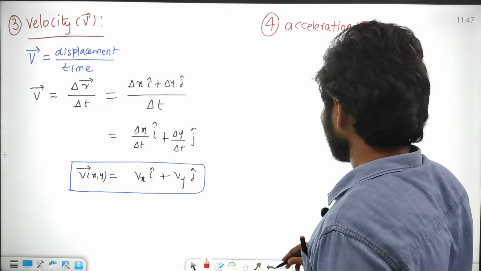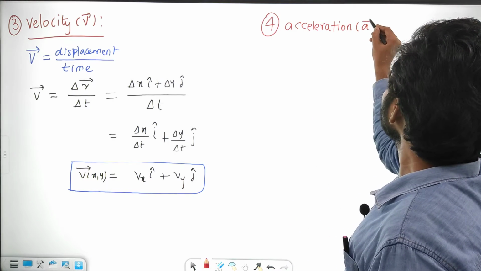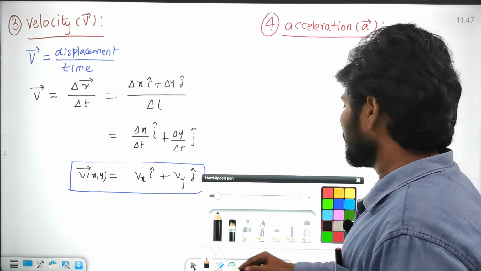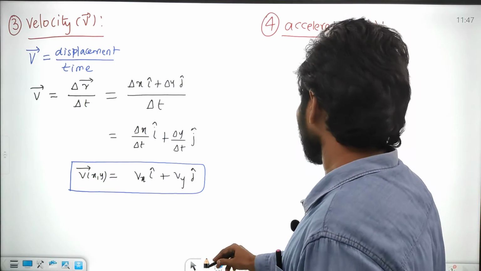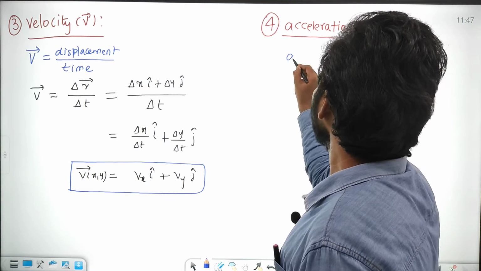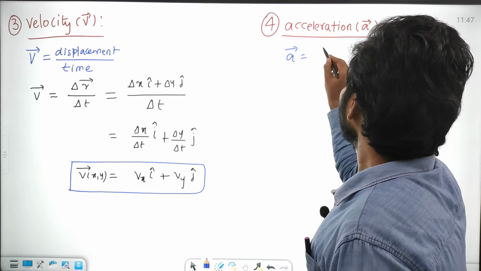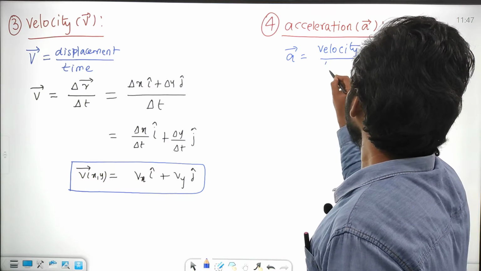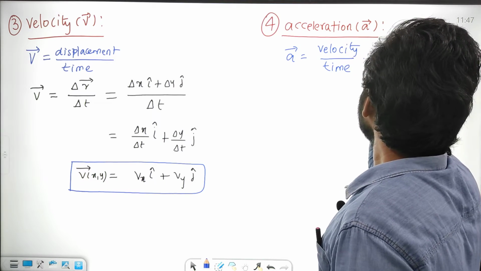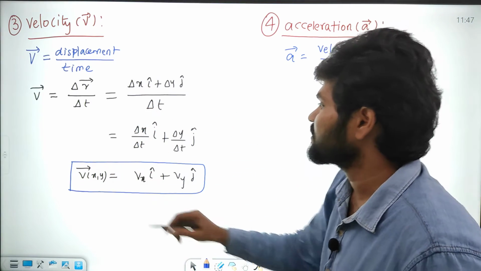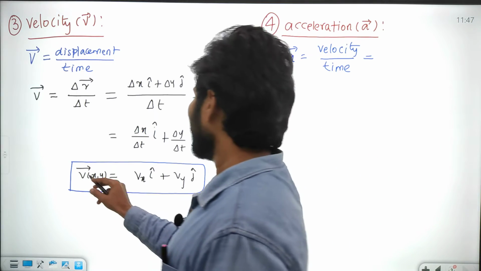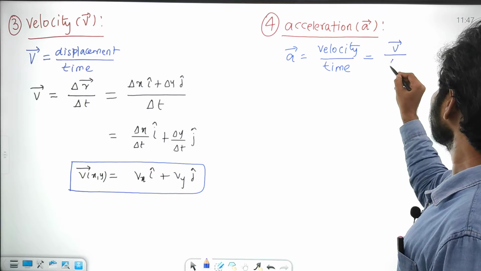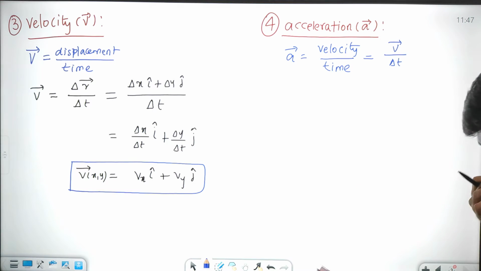That is a vector. See, what is actually here? What is the meaning of acceleration? What is the definition? Acceleration is change in velocity divided by time, right? So what is velocity here? This is the velocity, and this is the time.